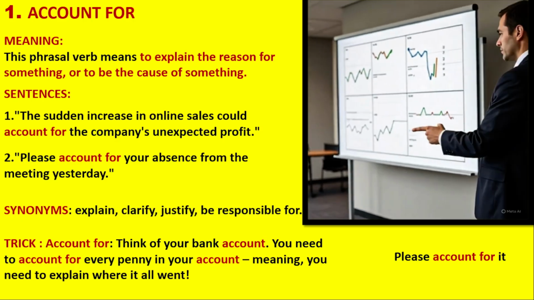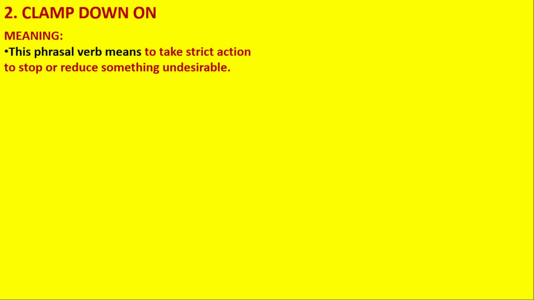Give a reason. Our second phrasal verb for today is clamp down on. What does clamp down on mean? This phrasal verb means to take strict action to stop or reduce something undesirable. It implies a firm and determined effort to control.